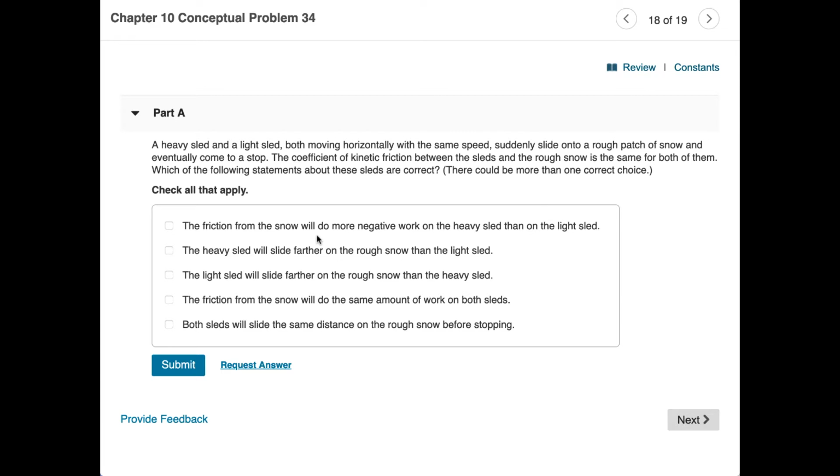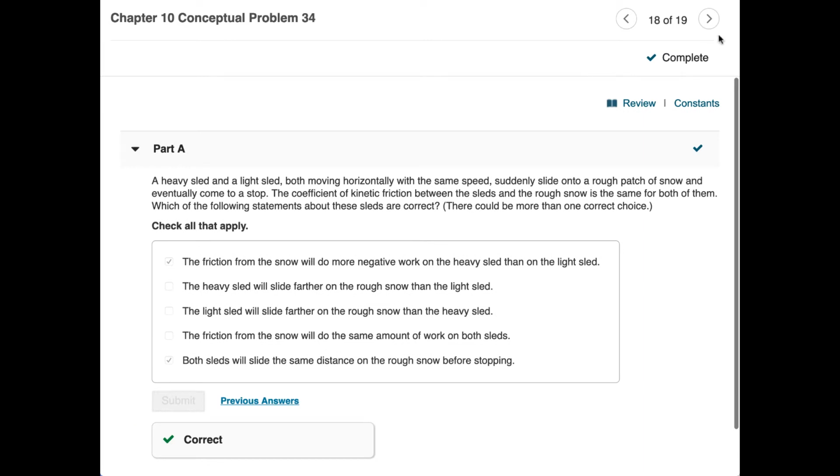The friction from the snow will do more negative work on the heavy sled than the light sled. Well, yeah, because the heavy sled is moving at the same speed as the light sled, so the heavy sled has more kinetic energy, so it's going to take more negative work to stop it. The heavy sled will slide farther. No, we know they're going to slide the same distance. The light sled will slide farther. No, we know they're going to slide the same distance. The friction from the snow will do the same amount of work on both sleds. Nope, it takes more work to stop the heavy sled. Both sleds will slide the same distance. We verified that in a previous problem.